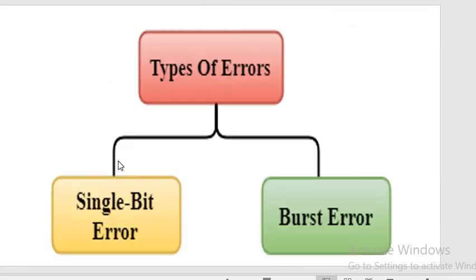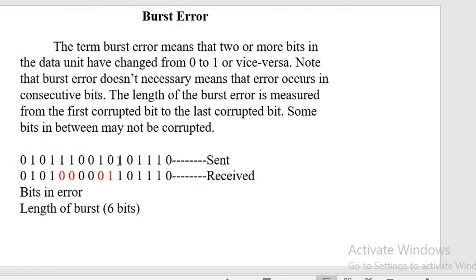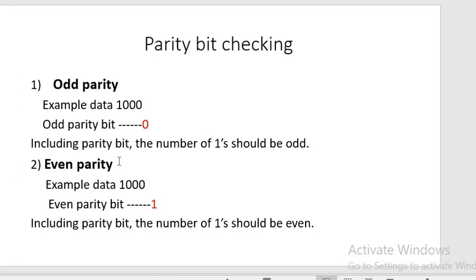Once again, I am repeating. There are 2 types of error, single bit error and burst error. Single bit error: an error that occurs in a single bit of our data is called a single bit error. More than 1 bit corruption is called the burst error. We can calculate the length of the burst error.